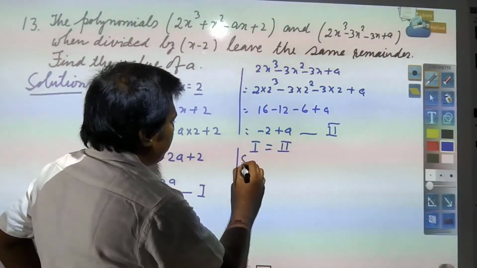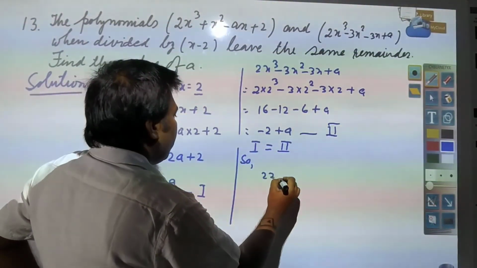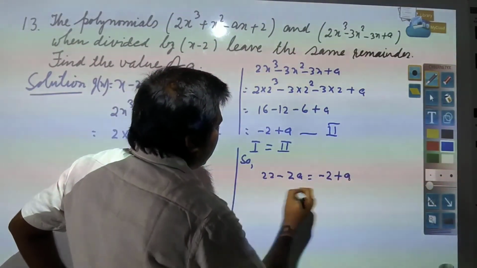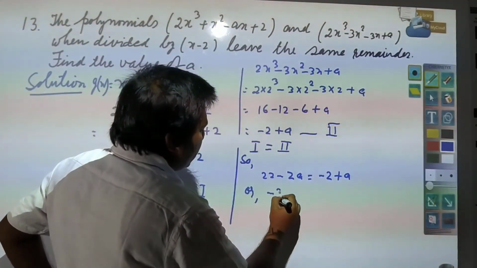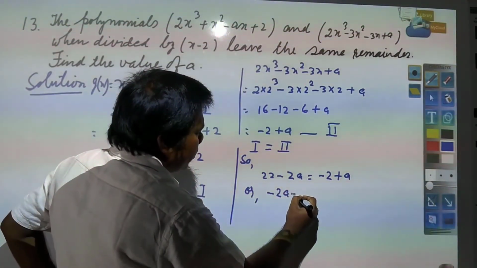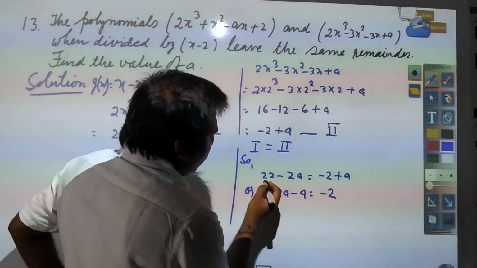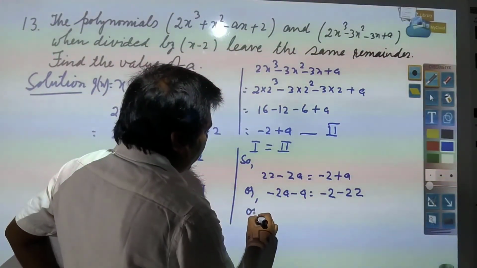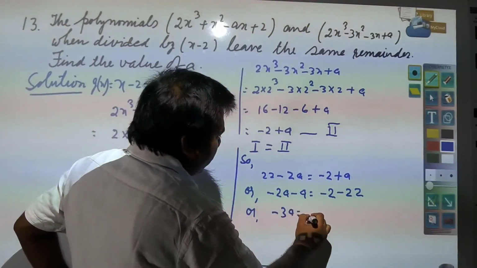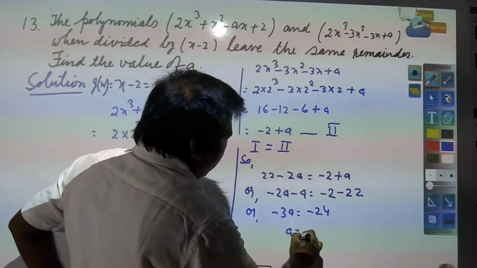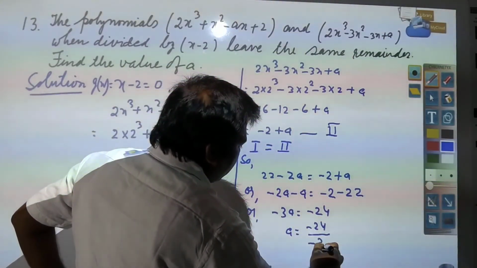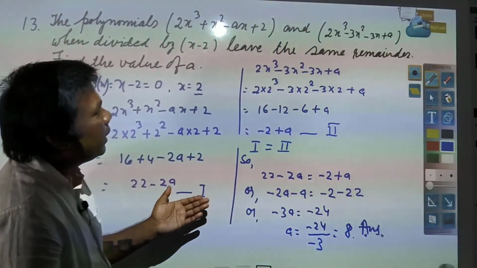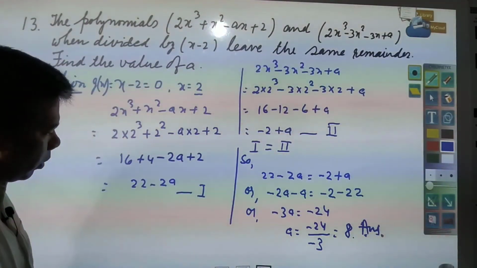So 22 minus 2a will be equal to minus 2 plus a. You need to simplify this. So minus 2a, a you bring left side, so it will be minus a, minus 2, 22 will be taken right side, so it will become minus 22. So finally you will get minus 3a is equal to minus 24, and a will be minus 24 by minus 3, and this will be 8, and this will be your answer. So in this way this type of questions are required to be solved.